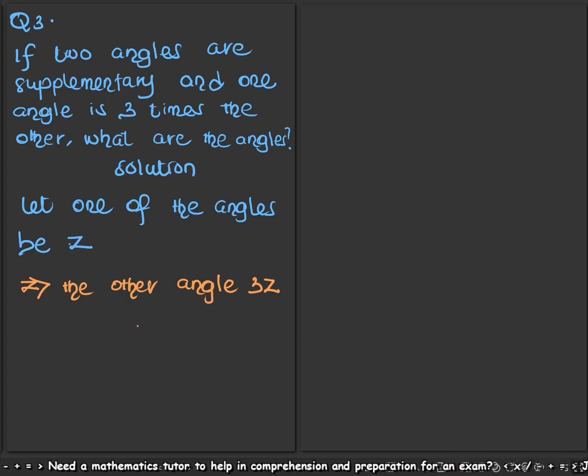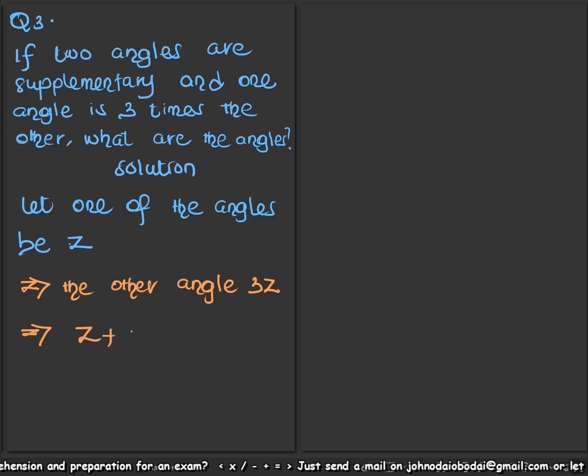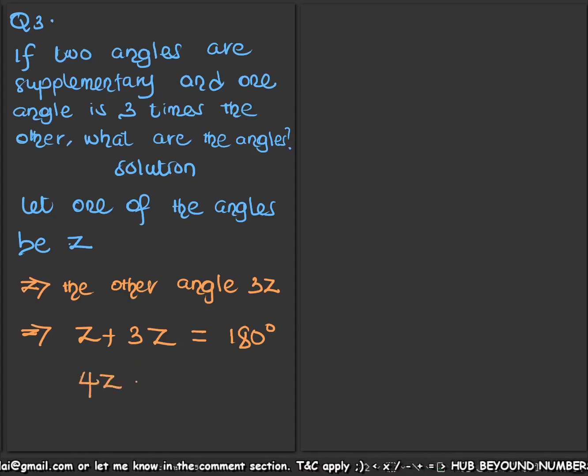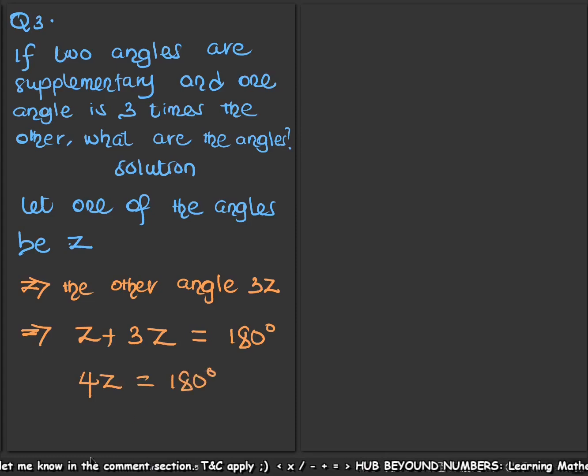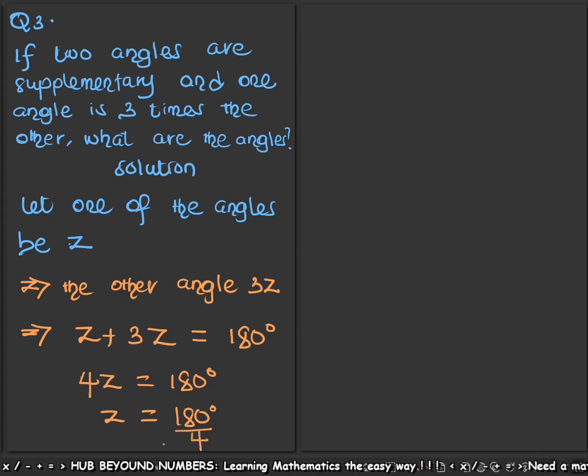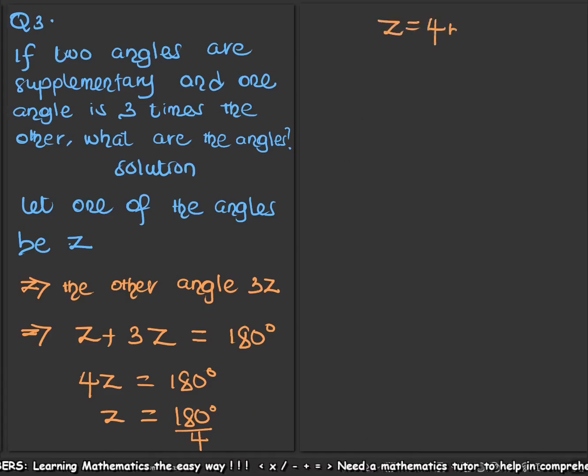And now we were told they are supplementary. So we have the two angles, this and this. So this implies that z plus 3z gives us what? Supplementary angles sum up to 180, so it gives us 180 degrees. Then all that is left is for us to solve for our variable. So z plus 3z, which gives us 4z, is equal to 180 degrees. Making z the subject, we have 180 degrees divided by 4, and 180 divided by 4 gives us 45. So z is equal to 45 degrees.